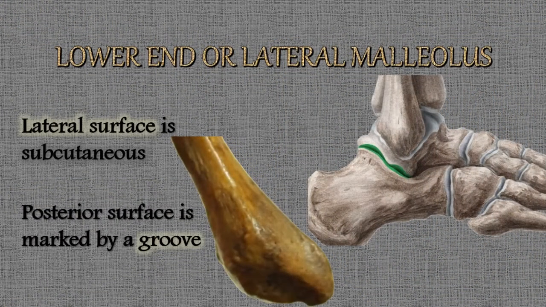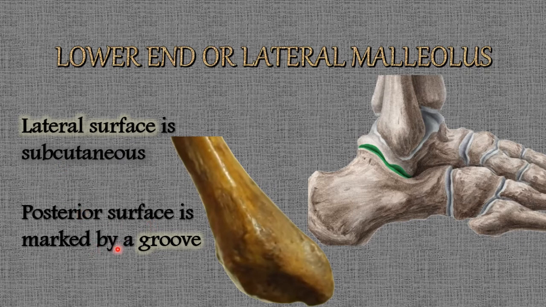The lateral surface of the lower end or lateral malleolus is subcutaneous. If you palpate your own lateral malleolus, you can feel this lateral surface. So this is the lateral surface which is subcutaneous, means in between the skin and this lateral surface there is no muscular tissue. You can palpate it, you can feel it. So the lateral surface is subcutaneous.